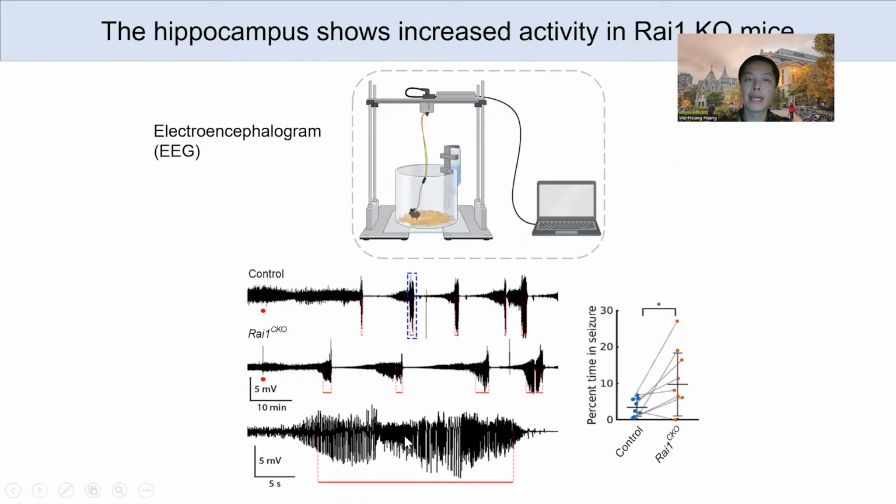To look at this problem in another way, we put electrodes in the mouse brain and record the brain activity, and we can see that our mutant mice spend more time in seizure. So this is a light mouse, right? This is another piece of evidence suggesting that losing RAI1 in the hippocampus, where the electrodes are actually placed, leads to too much activity.